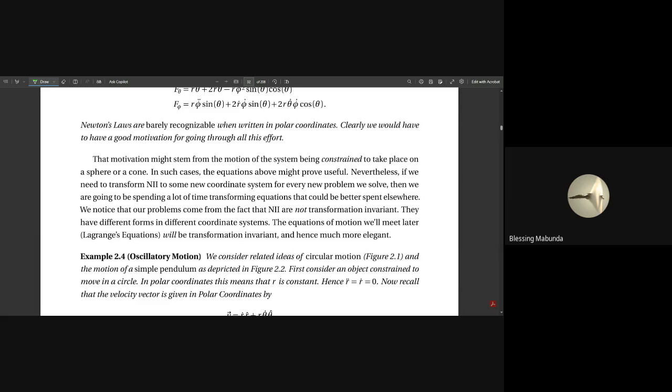We notice that our problems come from the fact that Newton's second law, or those laws, are not transformation invariant. They have different forms in different coordinate systems. The equations of motion we will meet later will be transformation invariant and hence much more elegant, those being Lagrangian equations.